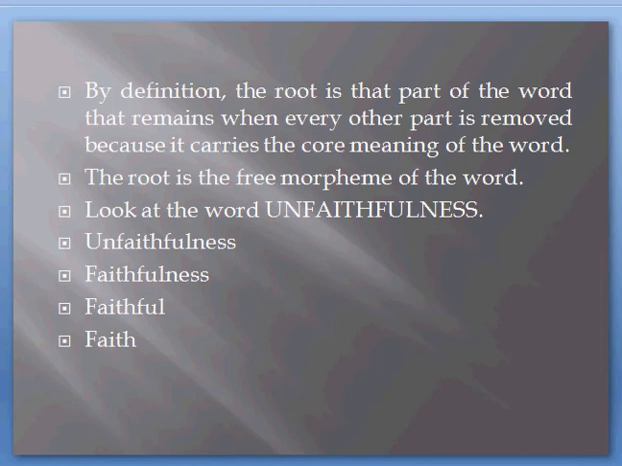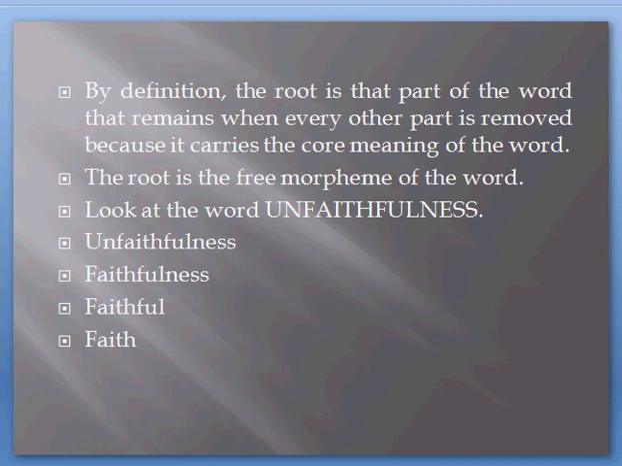The root is the free morpheme of the word. This is also very important, that we should understand that it stands alone and it has its own complete meaning, because if you are going to divide it more, it would lose its meaning, so it would not become the root. So root is basically the free morpheme and it has its own meaning.